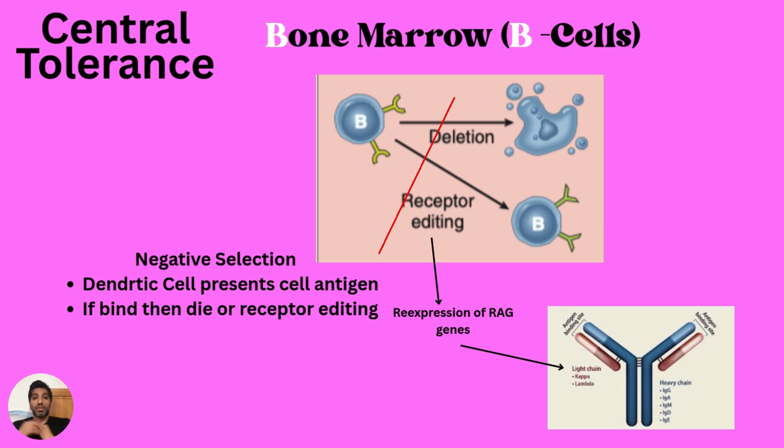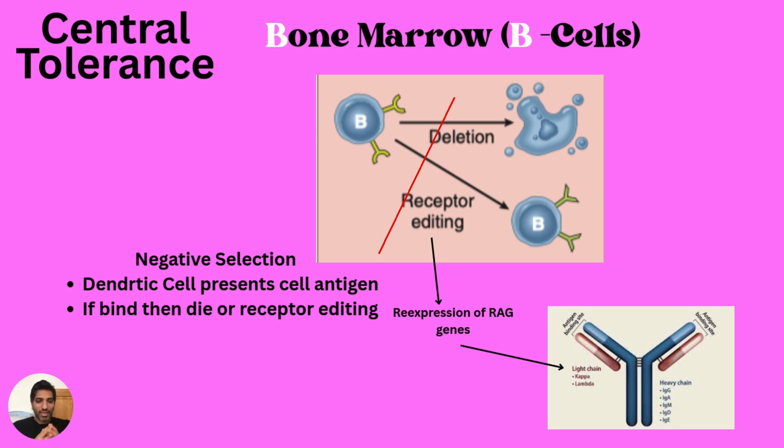So now let's talk about the B cells in the bone marrow. How do they do central tolerance? We're still on central tolerance. Okay, so now we talked about the T cells. Now let's talk about the B cells. Two things can happen. They can either get deleted or they can get receptor editing. They don't have positive selection, they only undergo negative selection.